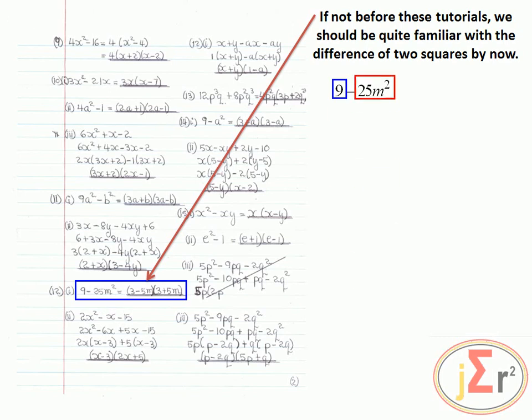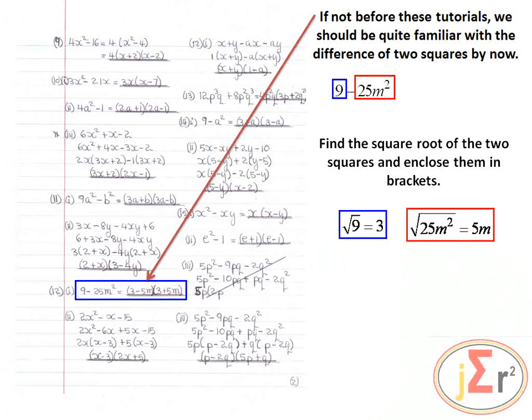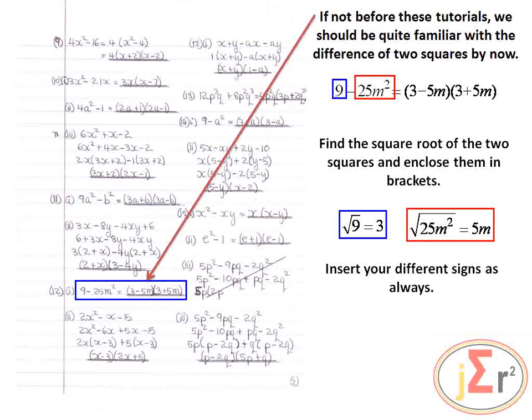And what do we do? Find the square root of the squares and enclose them in brackets. Square root of 9 is 3. Square root of 25m squared is 5m. So put the 3 and the 5m in those brackets and separate them with a positive and negative sign depending on which we choose. And that's all there is to the factorization of the difference of two squares.